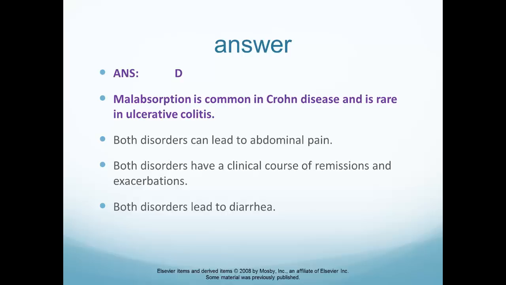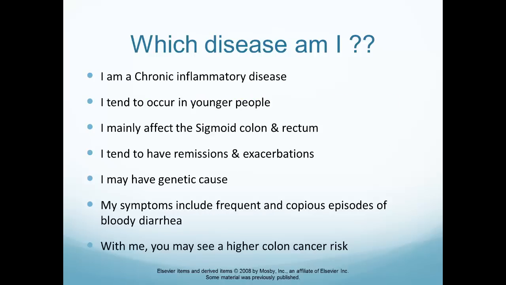Malabsorption. Malabsorption is common in Crohn disease and is rare in ulcerative colitis because, again, Crohn's disease can happen anywhere in the GI tract and not just in the sigmoid colon and the rectum. So we can still have a fair amount of absorption. We can still have some very good absorption in our patient while we're having the problem occurring in the sigmoid colon and the rectum.